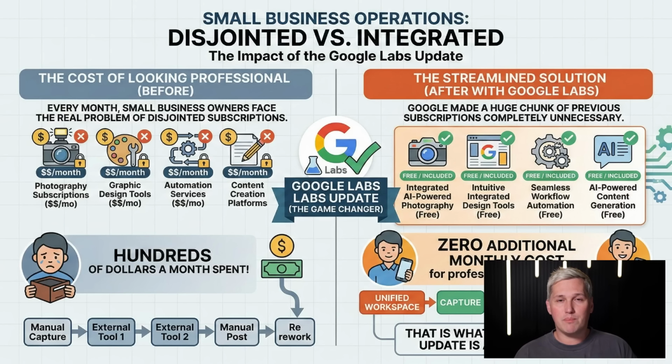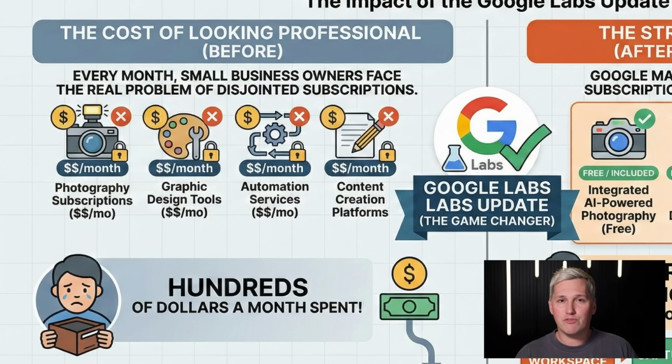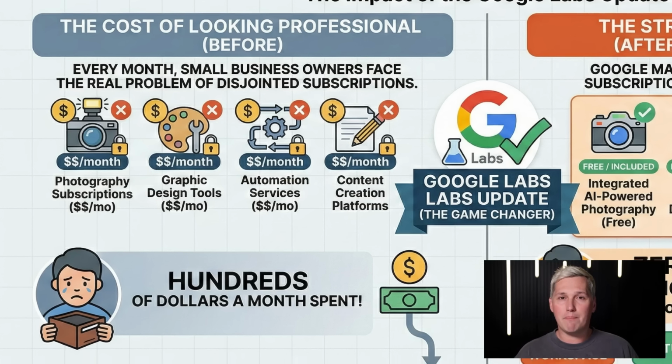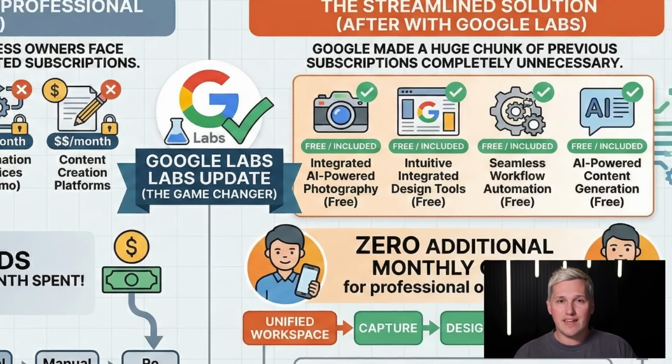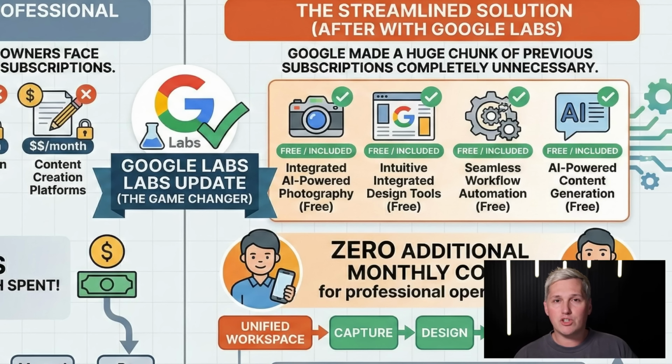Here's the real problem most small business owners face every month. They are paying separate subscriptions for photography, design, automation, and content. Every tool adds up. Most business owners spend hundreds of dollars a month just to look professional. And here is what Google just did. They made a huge chunk of that completely unnecessary. That is what this Google Labs update is actually about.